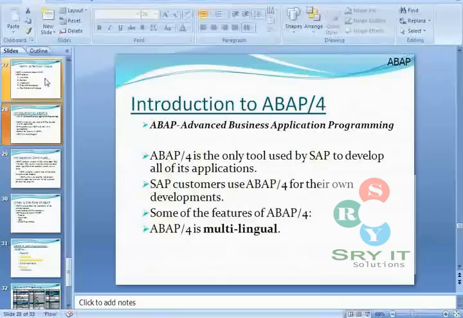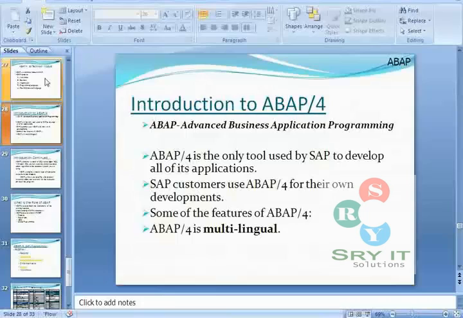An ABAPer is always required, 100%, because every client requires their own enhancements in SAP. Otherwise they cannot run as per the SAP standard. The SAP standard is worldwide, and the common functionality is built for every industry.